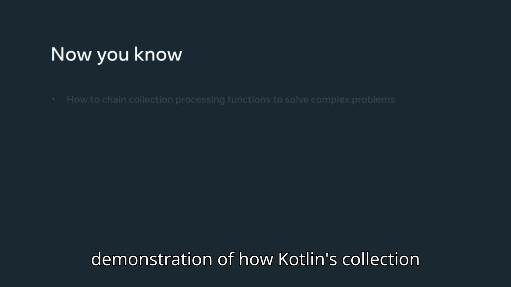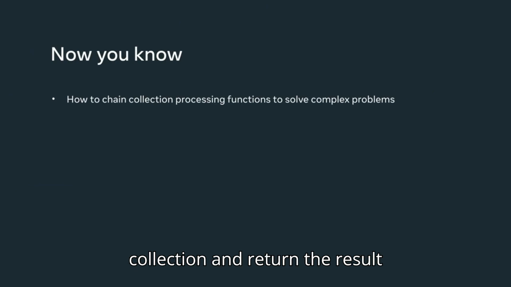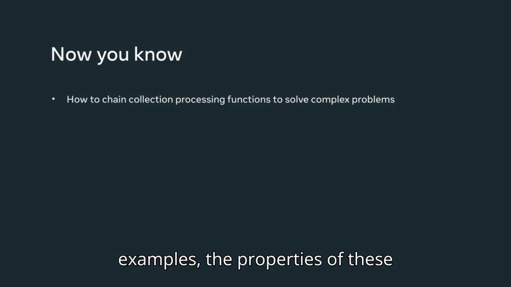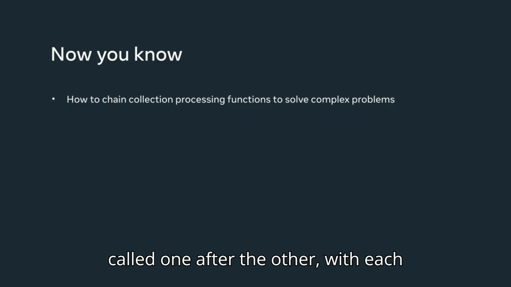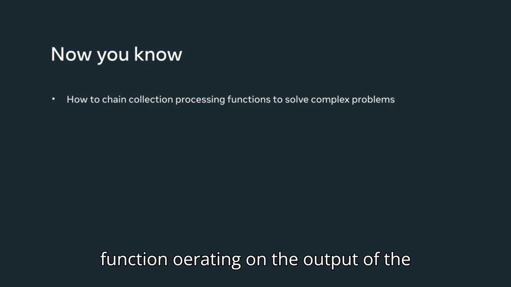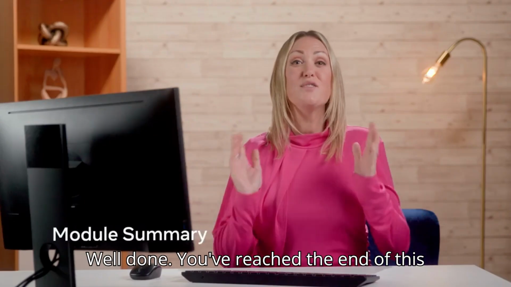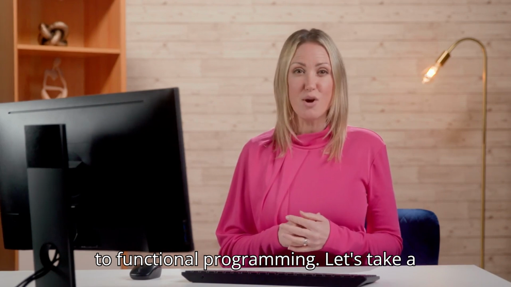That's a demonstration of how Kotlin's collection processing functions operate on a target collection and return the result collection. With both of the Little Lemon examples, the properties of these functions allow the functions to be called one after the other, with each function operating on the output of the previous one. Well done! You've reached the end of this week, and it was all about items related to functional programming.